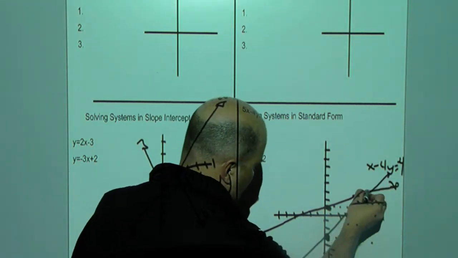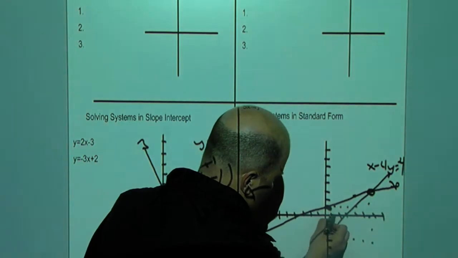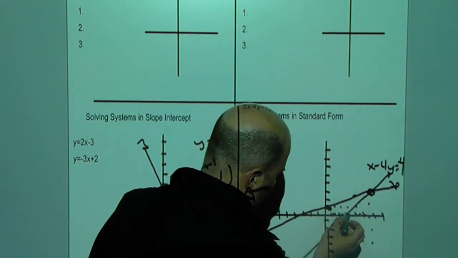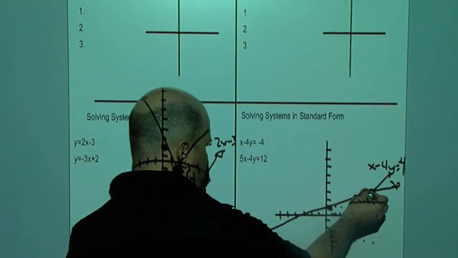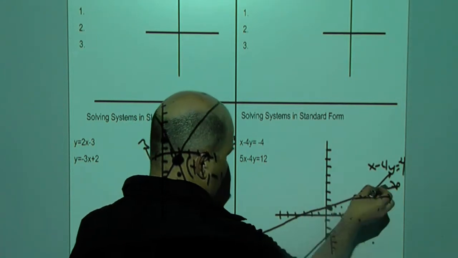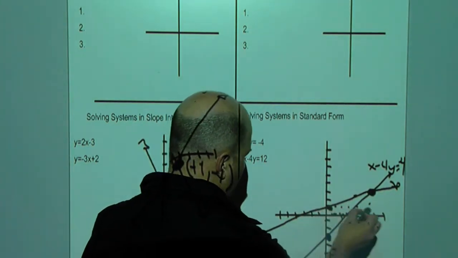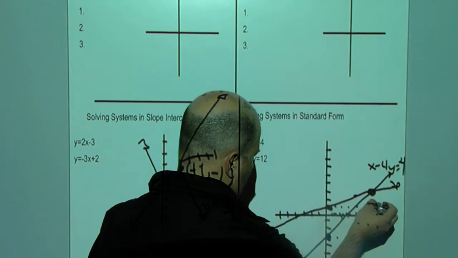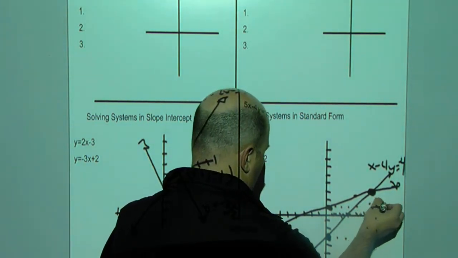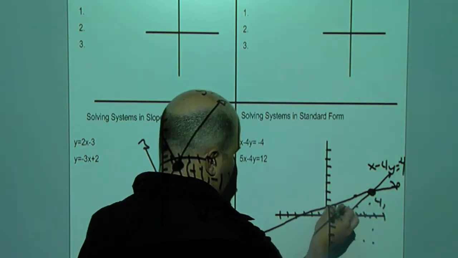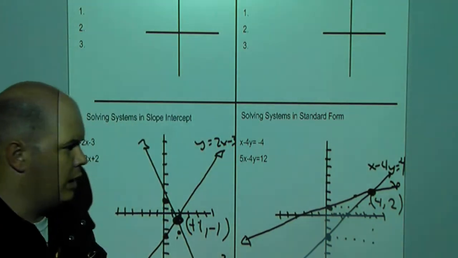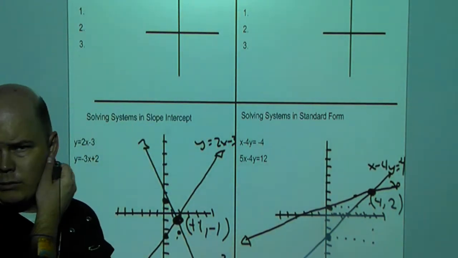And it's going to cross right there, which happens to be at 1, 2, 3. Which looks like it's going to be at 4 over, so this is going to be at 4, comma, looks like 2. It's going to be the point of where they intersect. Okay? And that's what we got going.